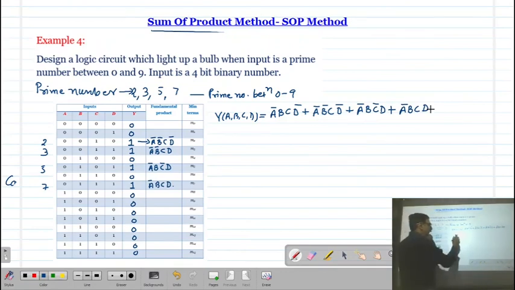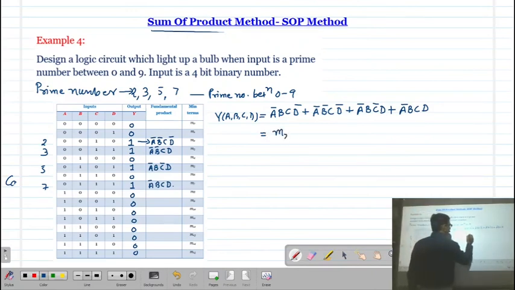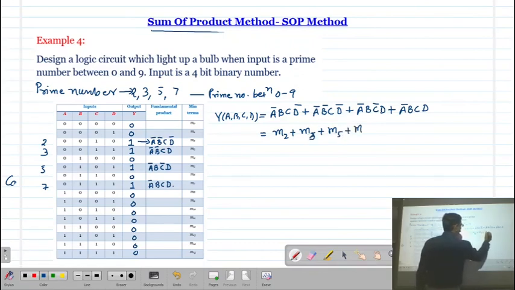Correct? This expression we can write in the min terms. That min terms will be what? Sigma M2, M3, M5, and M7, or we can write Sigma m of 2, 3, 5, and 7.